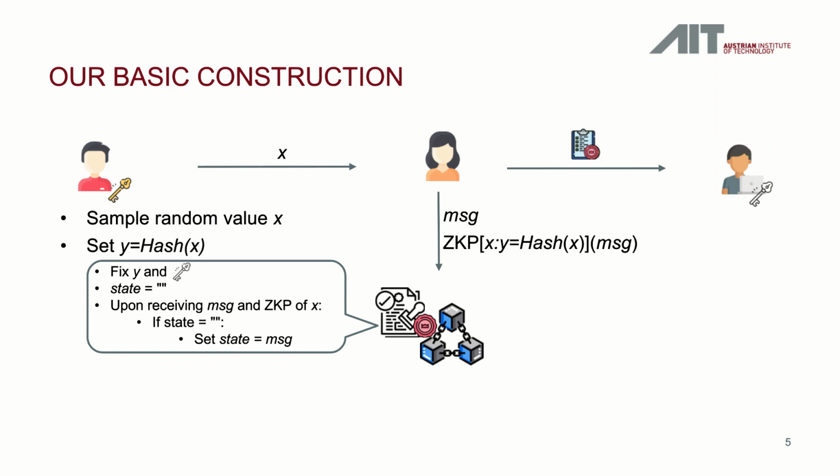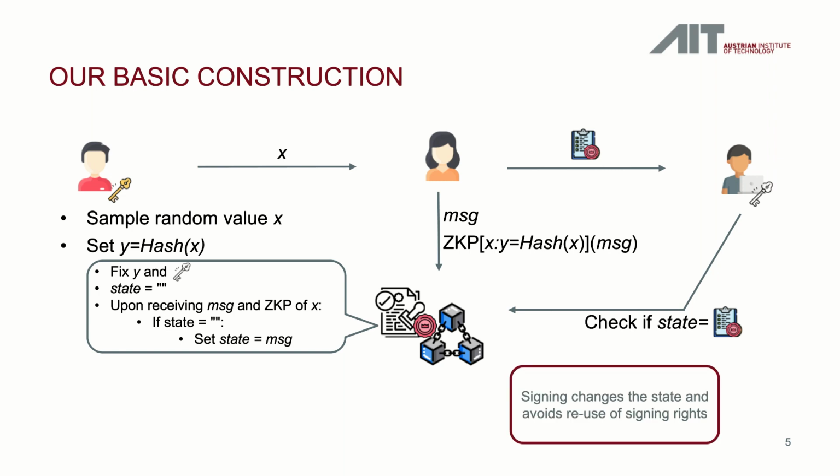Now, if our delegate wants to sign a message, she just sends the message to the verifier, and also to the blockchain network, together with a zero knowledge proof of knowledge of x being the preimage of y. The blockchain checks the conditions in the smart contract, updates the state of the smart contract, and the verifier can now check the correctness of a signature by simply checking whether the state in the smart contract corresponds to the message being signed. The nice thing about this construction is that now signing again changes the state of the smart contract, and therefore reuse of signing rights is avoided. Furthermore, in this construction, our delegate does not need to own any long-term key material.